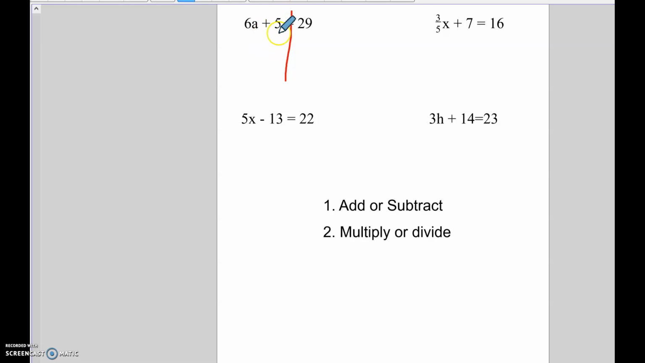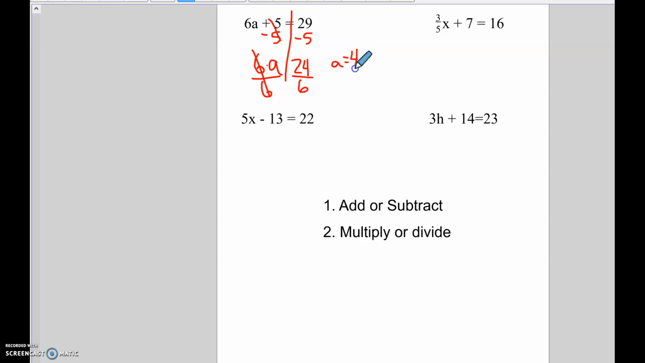So I start with addition or subtraction right here, and I'm going to subtract 5. The inverse of plus 5 is minus 5. 29 minus 5 is 24. So bring the 6a down. So 6 times what equals 24? If I can't tell the answer, I'm going to do the inverse of times 6 and divide by 6. Balance it. Do it on both sides. This cancels. 24 divided by 6 is 4.